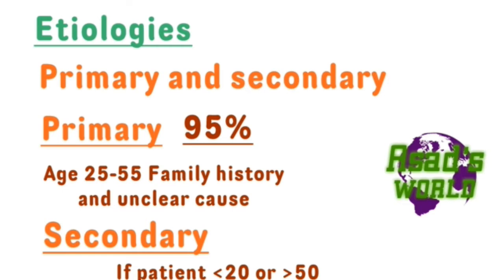Now moving forward to the causes of hypertension, what are the etiologies of hypertension? So we have divided etiologies into primary and secondary, and the majority of hypertension is of unknown cause. Primary hypertension occurs in like 95% of the cases, and the onset is usually at age 25 to 55, and there is a very significant family history, but the mechanism is disputed, unknown, unclear. We don't know the exact mechanism by which this develops. So let's move forward to the secondary hypertension.